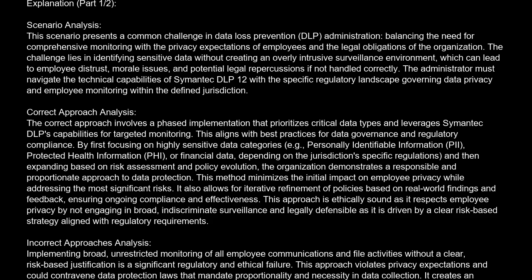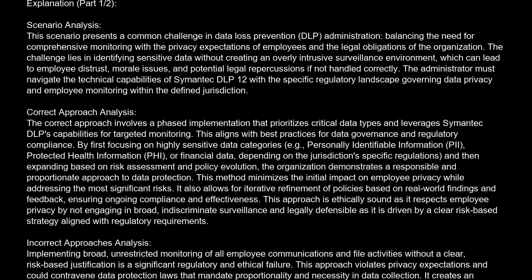This method minimizes the initial impact on employee privacy while addressing the most significant risks. It also allows for iterative refinement of policies based on real-world findings and feedback, ensuring ongoing compliance and effectiveness. This approach is ethically sound, as it respects employee privacy by not engaging in broad, indiscriminate surveillance, and legally defensible as it is driven by a clear risk-based strategy, aligned with regulatory requirements.